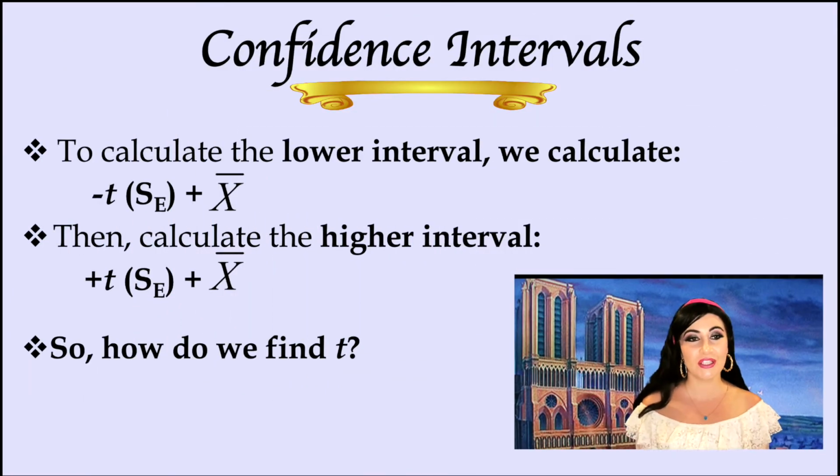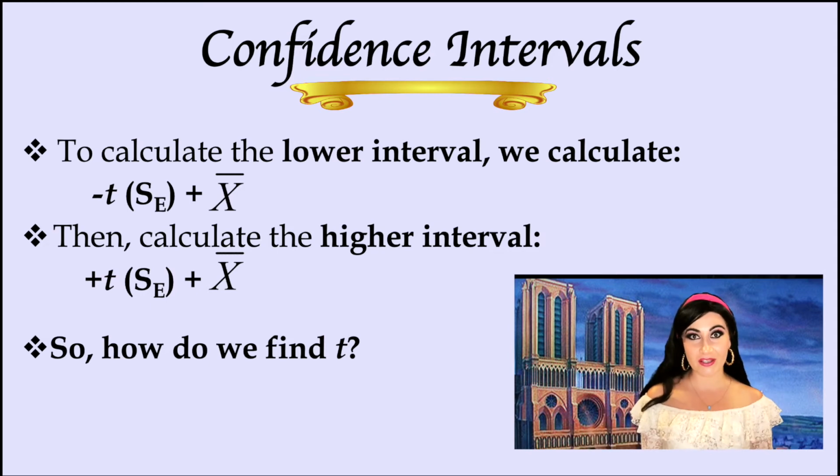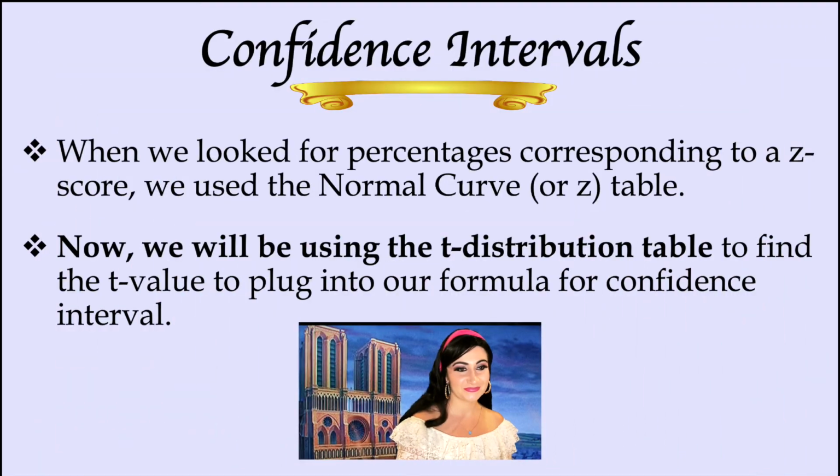To calculate the lower interval, we calculate the negative t-value multiplied by standard error plus the mean. Then, to calculate the higher interval, we're going to calculate the positive t-value multiplied by standard error plus the mean. But how do we find this t-value? So let's take a look.